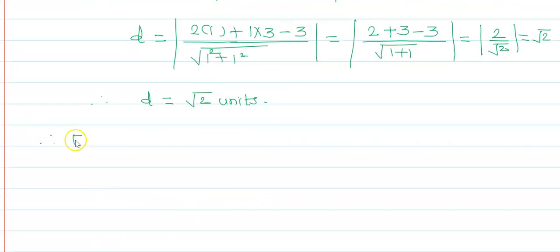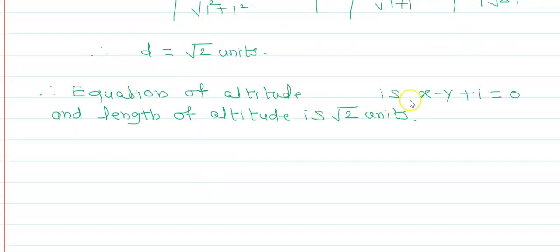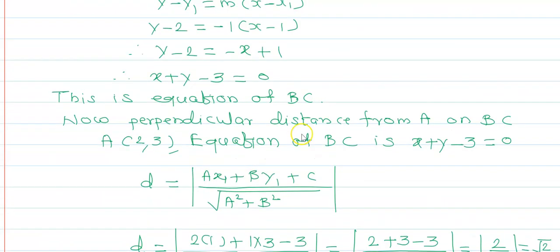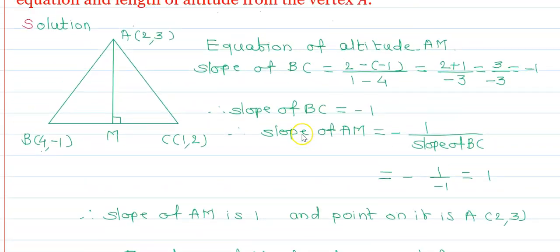Therefore, the equation of the altitude is x minus y plus 1 is equal to 0, and the length of the altitude is root 2 units. Okay. Now again you can see this.